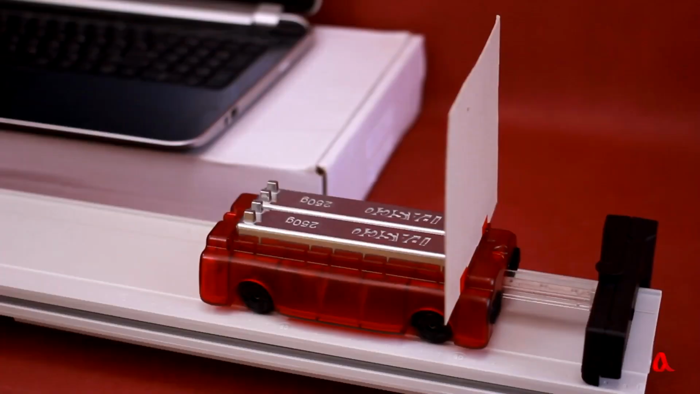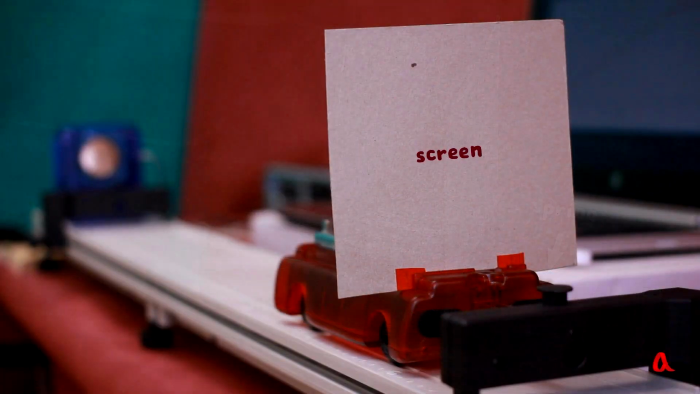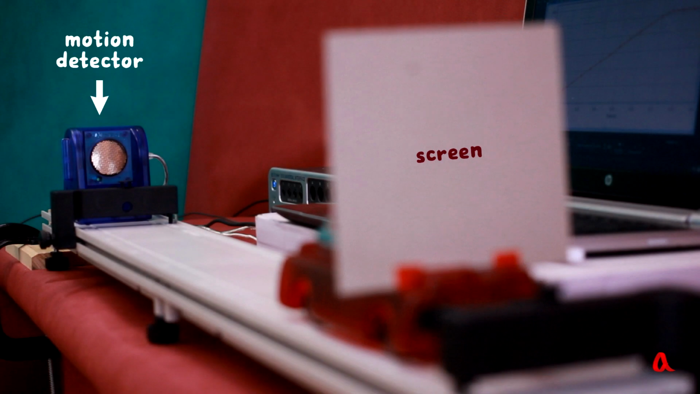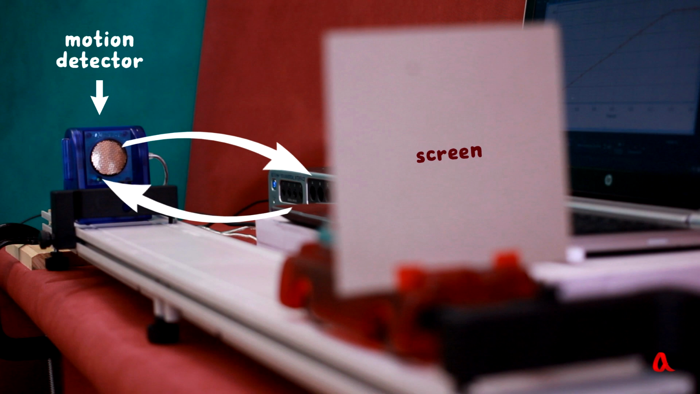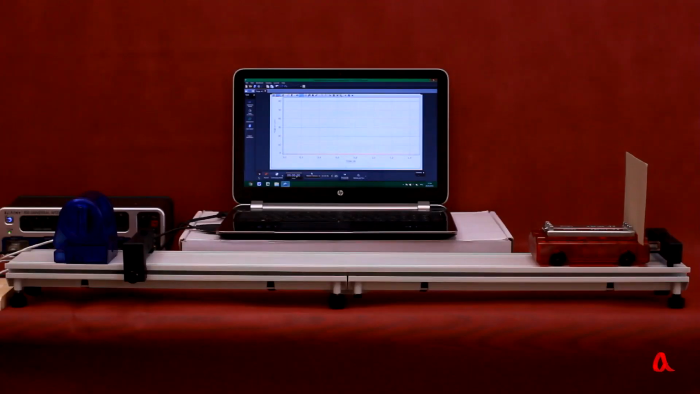This trolley can be pushed by a built-in spring. There is a screen installed onto the trolley. The motion detector sends an ultrasound signal, which is reflected by the screen and comes back. The motion detector determines the distance to the trolley by the time the ultrasound signal needs to go there and back. We'll be sending the signal 10 times a second.